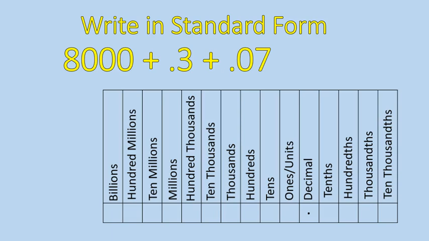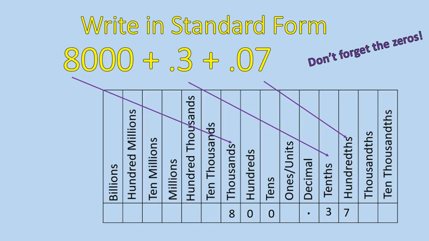Here's my number, 8,000 plus 3 tenths plus 7 hundredths. I would look at each number and say, where does it fit into my place value chart? That is 8 thousands, so I would write the 8 down. That is 3 tenths, so I write that down. And 7 hundredths, so I write that down.